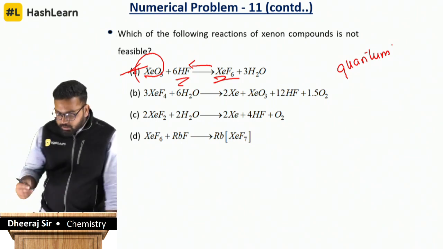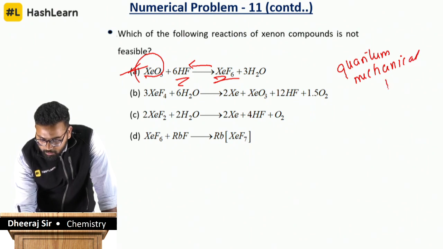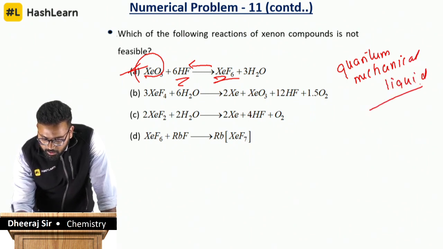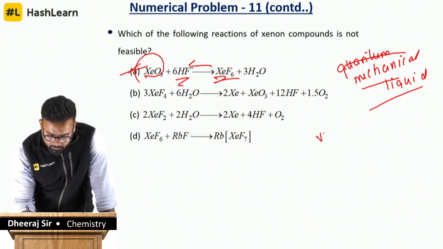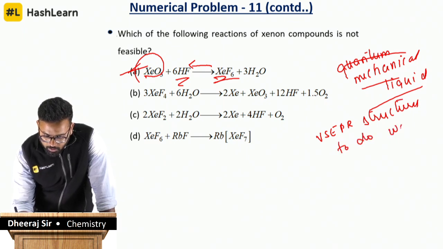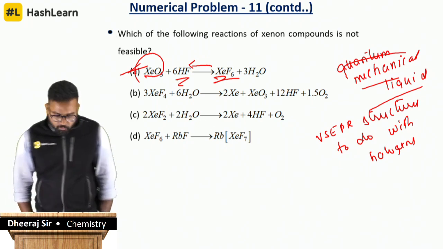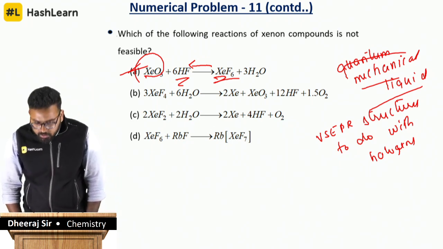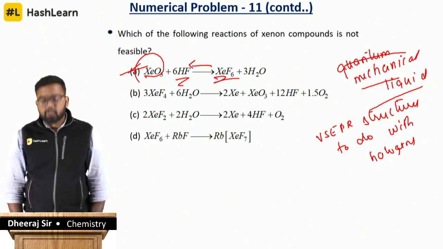And we'll be looking at other exclusive stuff, that's quantum mechanical liquid or quantum mechanical fluid, that most of you have questions on. Apart from that, I'll try to look at VSEPR structures to do with halogens, because having asked you questions to do with VSEPR structures, a lot of you had hindrances or problems. So we will look at VSEPR structures to do with halogens, and we will also look at a concept called quantum mechanical liquid, wherein we have quite a few questions arising.